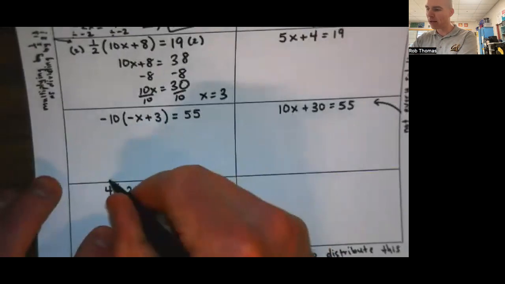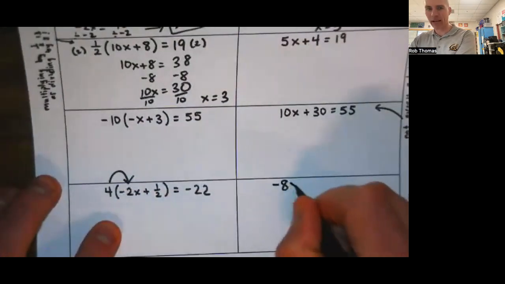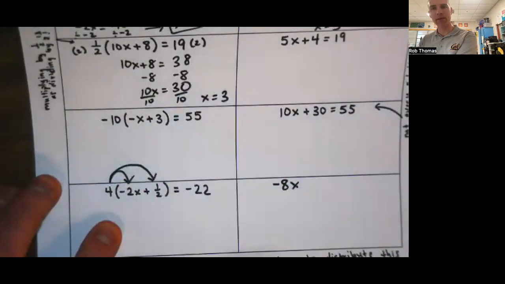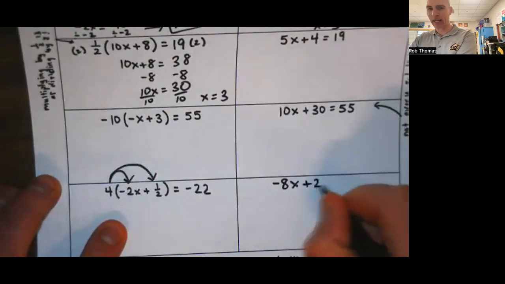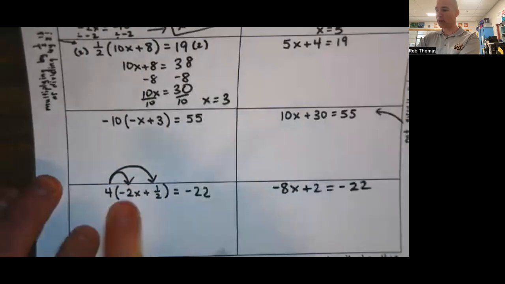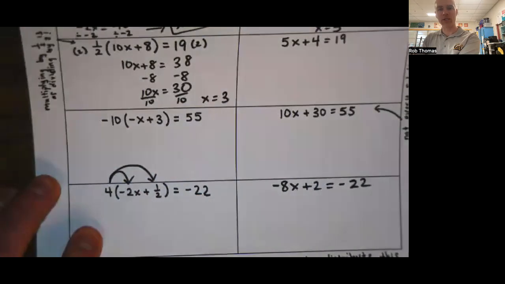So hopefully you went 4 times -2x is -8x. And 4 times 1/2 is 2. So you get -8x plus 2. Still going to equal -22. You don't distribute this 4 to the -22 way over here on the other side of the equal sign. I hope you didn't do that. And then we could just solve.